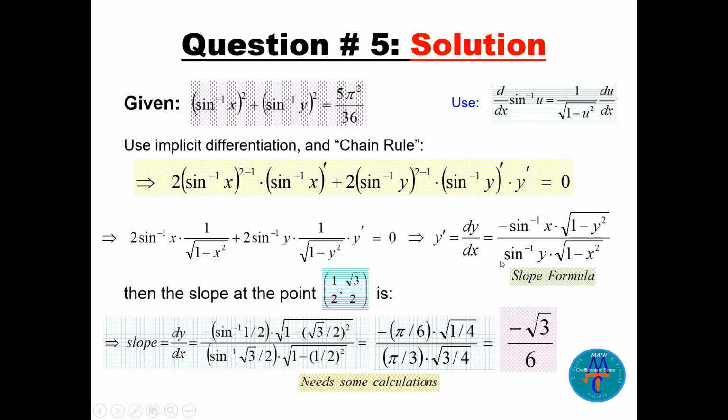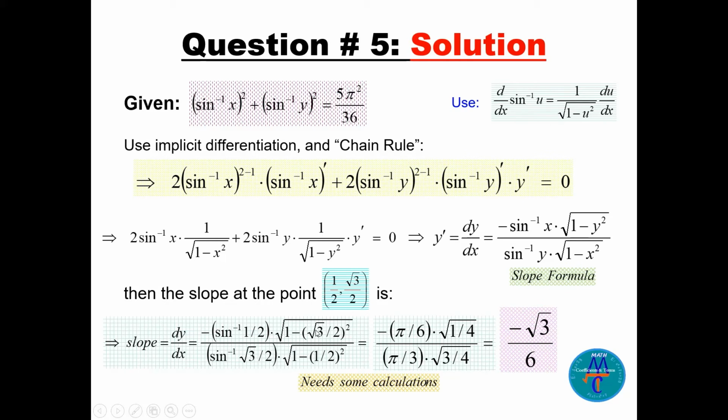Okay, so this is the slope formula now. We need the slope at this point, (1/2, square root of 3 over 2). So the slope is the derivative dy over dx, and then we can replace x by half. Every x, there is x equal to half here, and another x equal to half here. y will be square root of 3 over 2 inside the square root, and we have inverse sine of square root of 3 over 2. Now, this is a minus, so we leave it. Inverse sine of half will be pi over 6. Inverse sine of square root of 3 over 2 will be pi over 3.